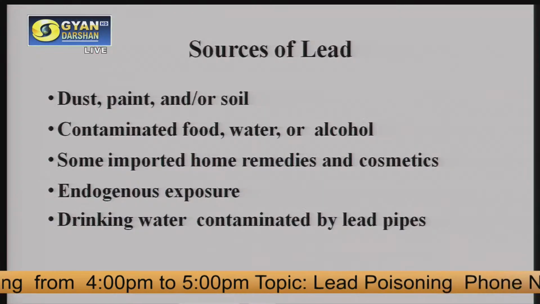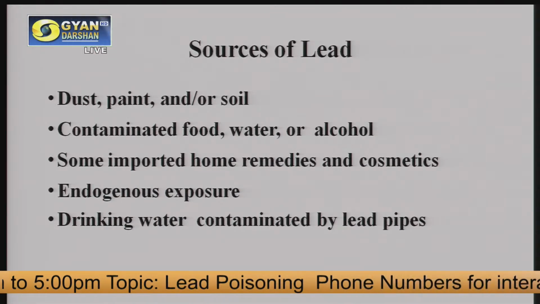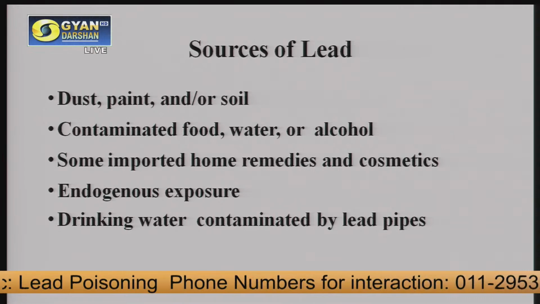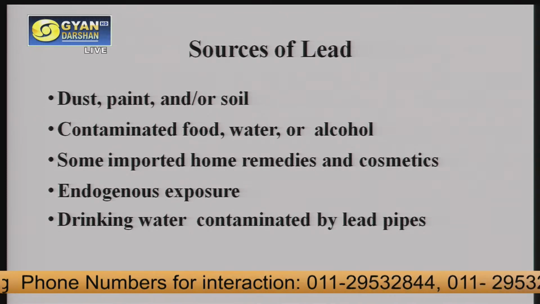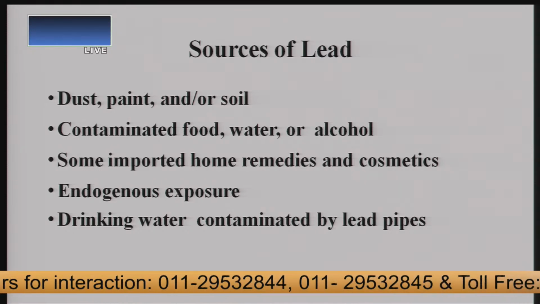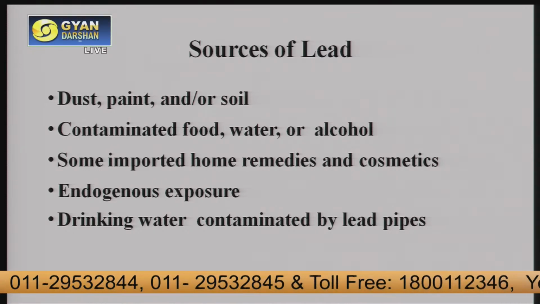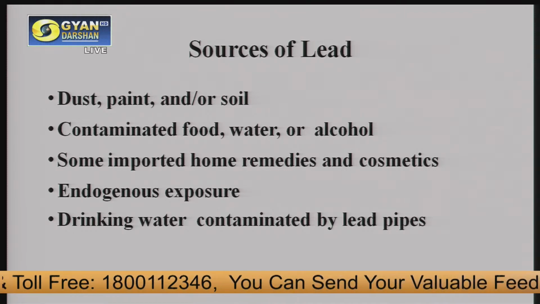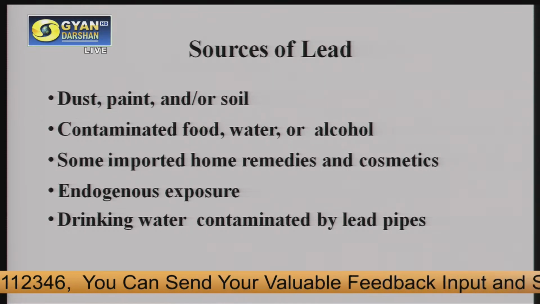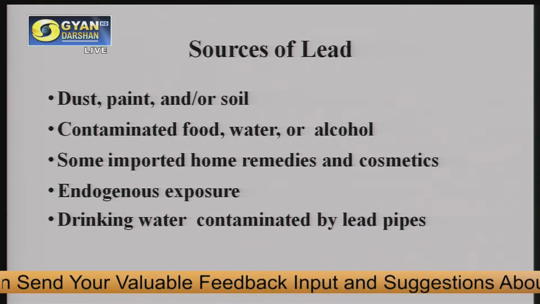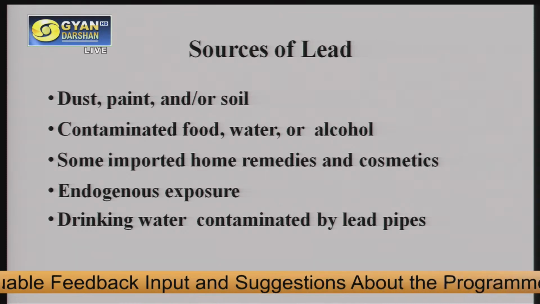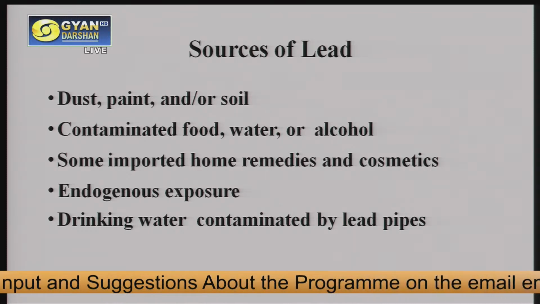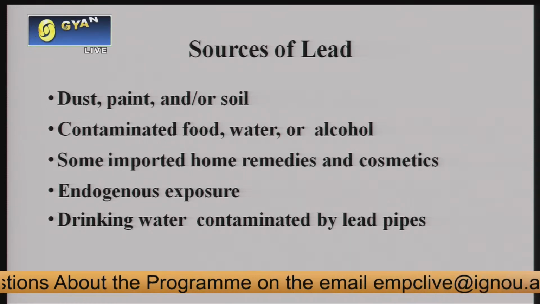What are the sources of lead? As I was telling you earlier, the major sources of lead are dust, paint, soil, food products, and then some are present in the home remedies, the traditional medicines, and cosmetics that are used. There is something known as endogenous exposure. What is endogenous exposure? It is when somebody accumulates lead for a long period of time. It is stored in the tissues. So there it leads to chronic symptoms of lead poisoning. Then drinking water contaminated by lead pipes is one of the major causes of lead toxicity.